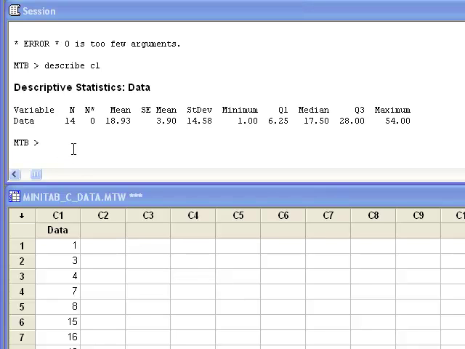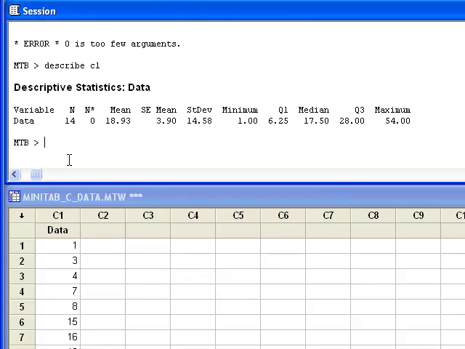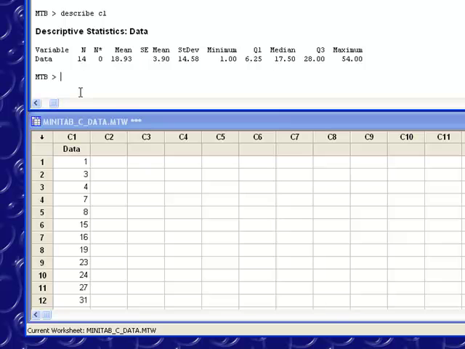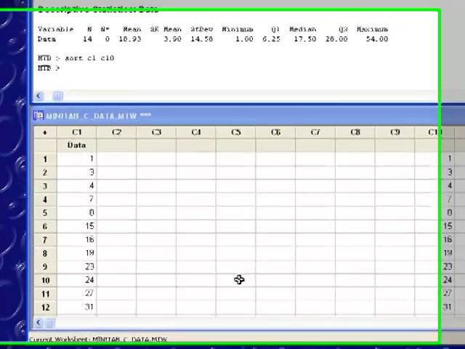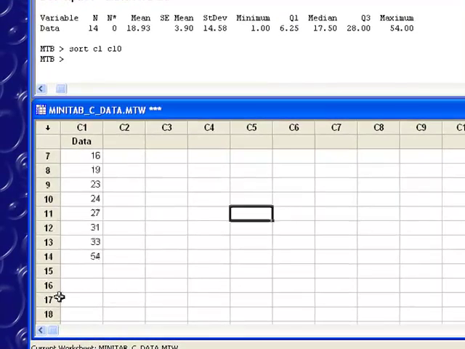So let's say that I had this data set and it wasn't sorted. How do I sort it? Well, I do the sort command, and then I say sort that data. My data happens to be in C1, and put it in another column. So I'm going to say put it into C10. When I hit enter, there is the sorted data. Now, as you can see, my data originally was already sorted, so nothing really changed.